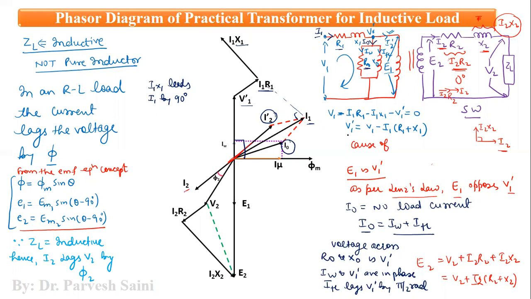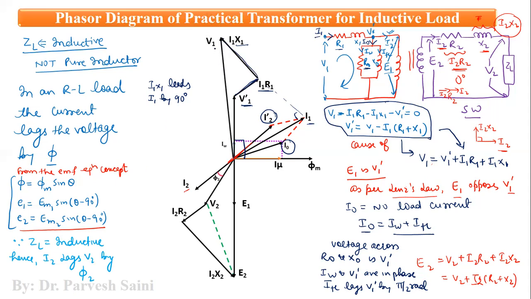Now, if we see this particular equation here, if we rearrange this equation, we have V1 is equal to V1 dash plus I1 R1 plus I1 X1, right? So this is the equation. This particular equation is rearranged to give this one. So you can see that V1 dash plus I1 R1 plus I1 X1 will be equal to V1. So now we have drawn the V1 phasor here, right?